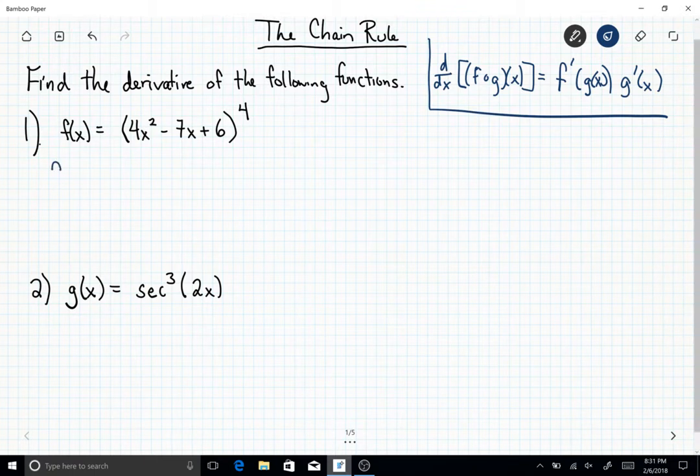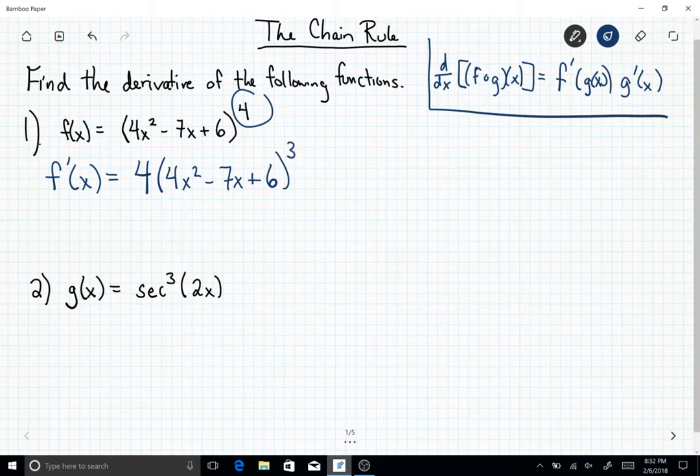So keeping that in mind, how do we actually approach this with the chain rule? Well, we look at what is our outer function. And our outer function is essentially this raising to the fourth power. When we raise something to the fourth power, we essentially use the power rule. So what we'll do is bring that 4 on down, use the power rule just how we normally would. So 4 times 4x squared minus 7x plus 6, and then raise to the 4 minus 1 power, which is just the third.